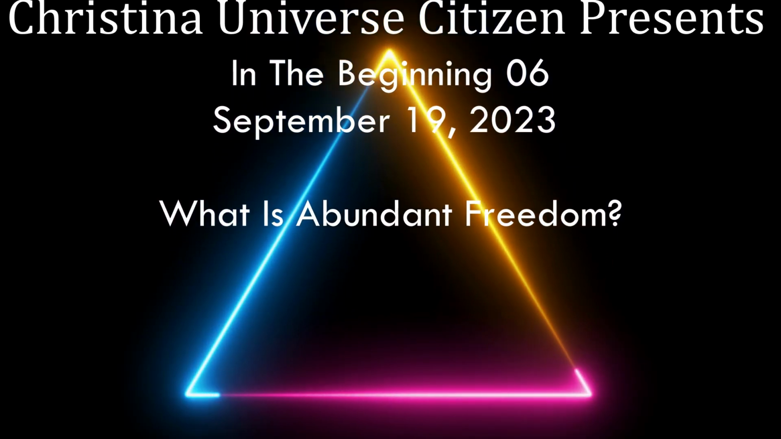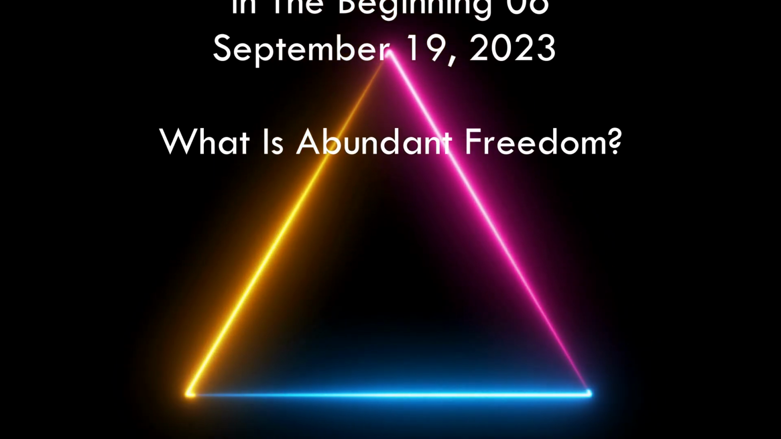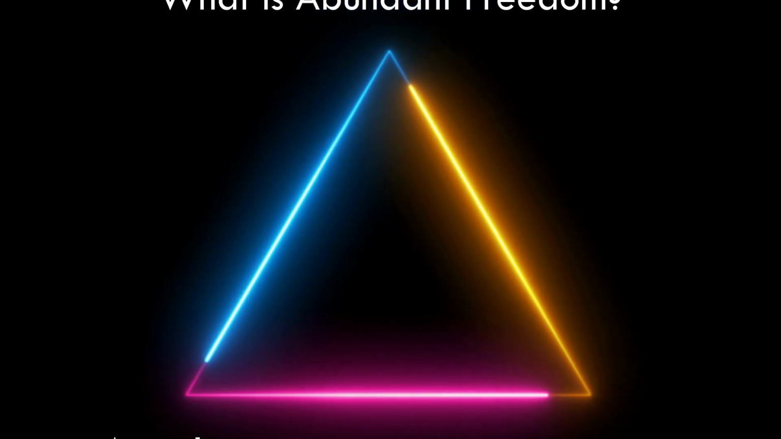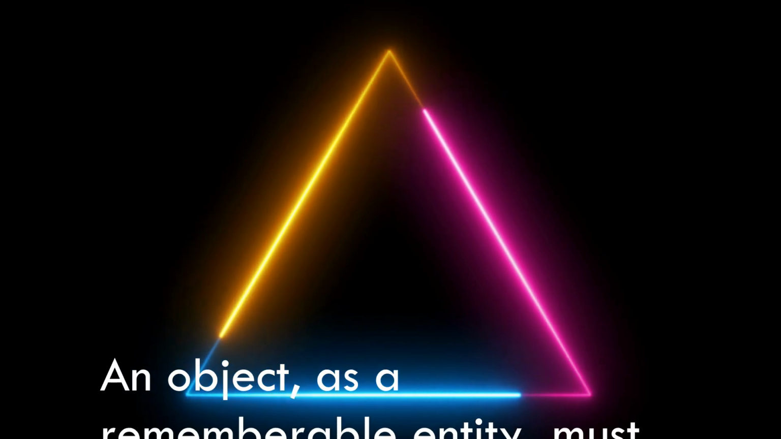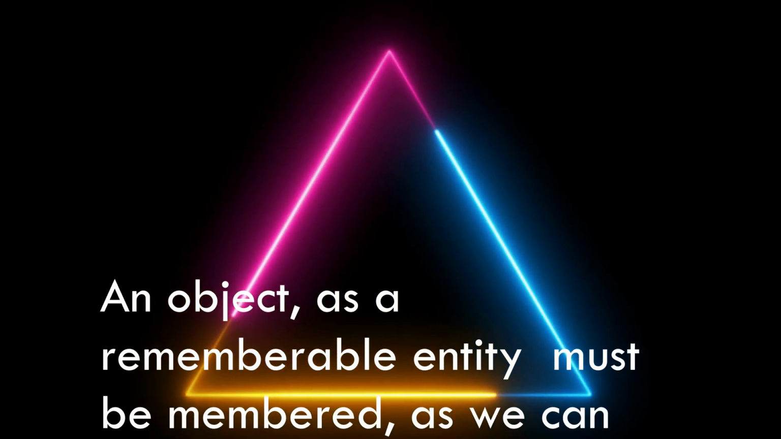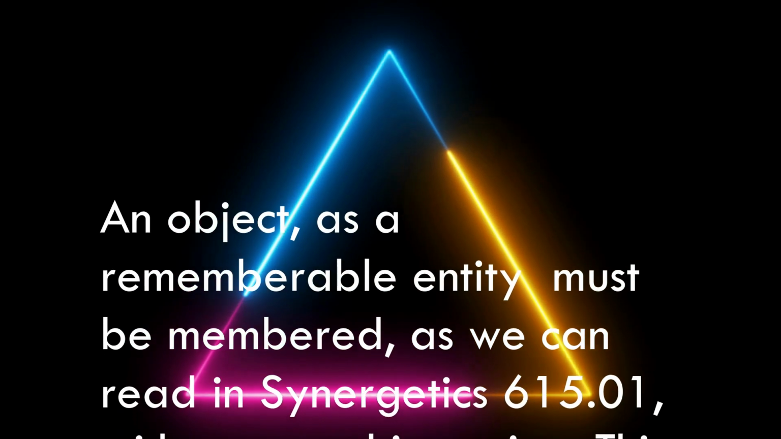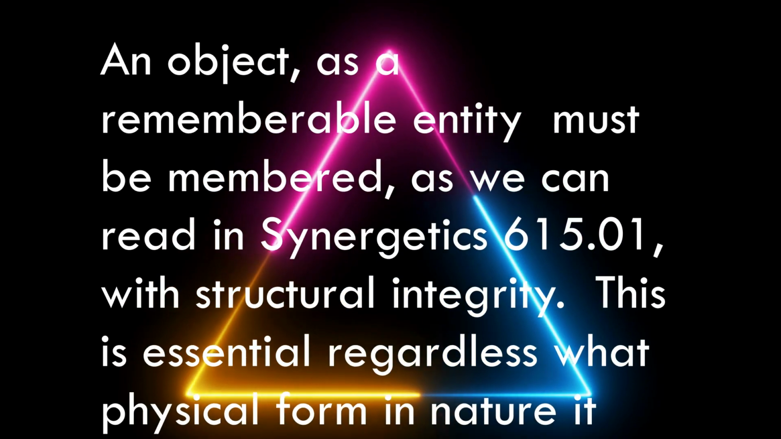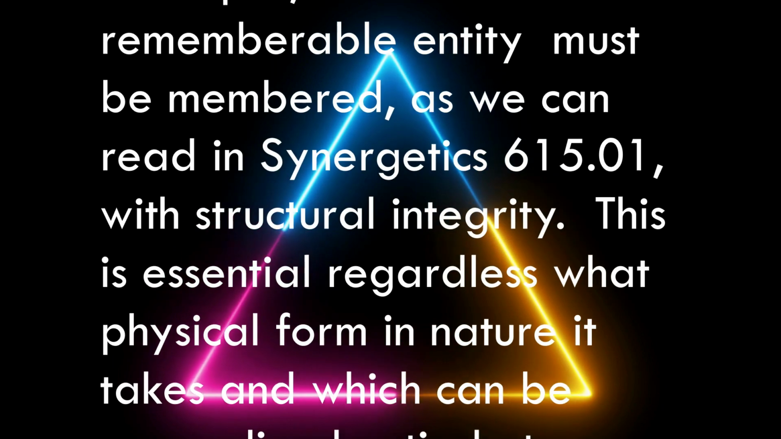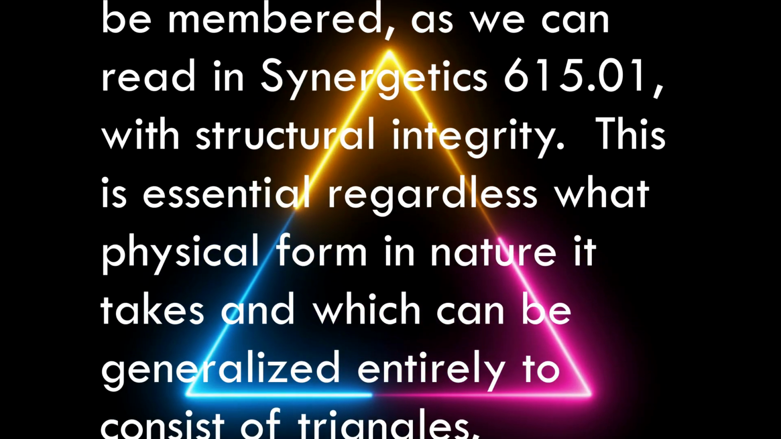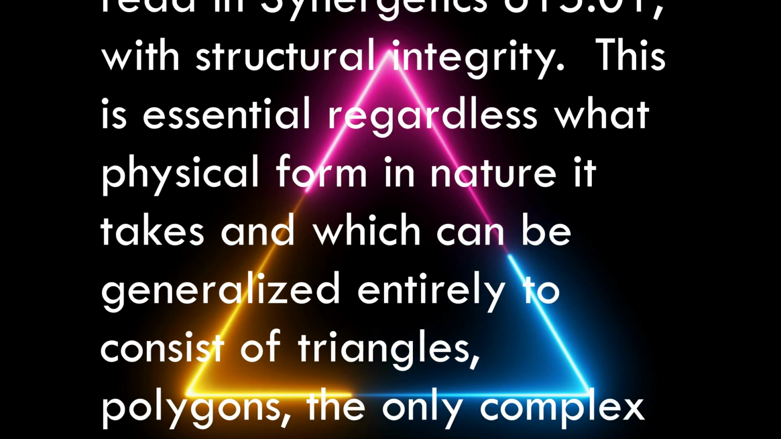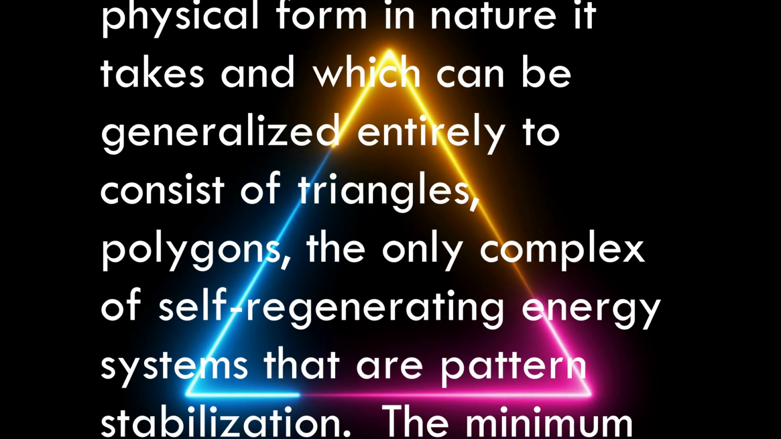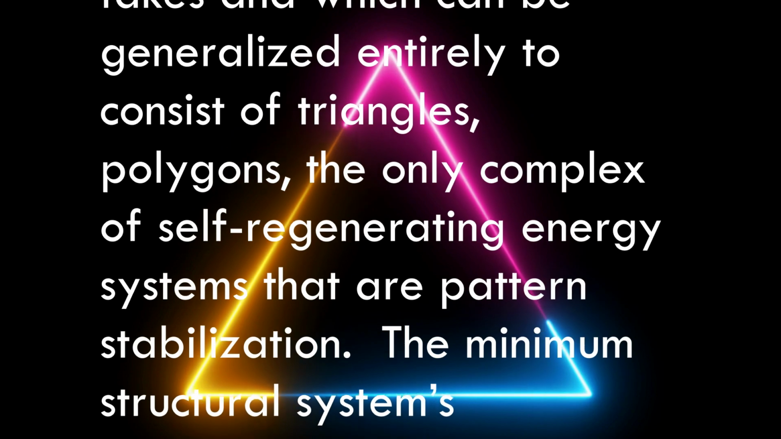What is abundant freedom? An object as a rememberable entity must be membered, as we can read in Synergetics 615.01, with structural integrity. This is essential regardless of what physical form and nature it takes, and which can be generalized entirely to consist of triangles, polygons, the only complex of self-regenerating energy systems that are pattern stabilization.